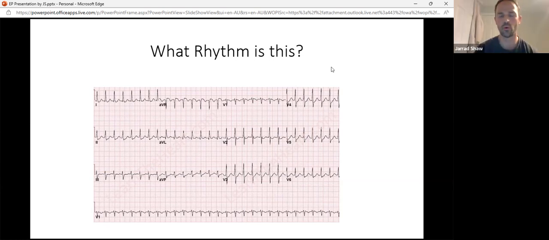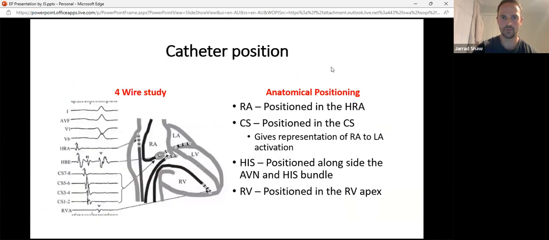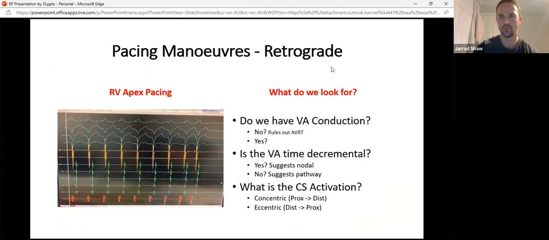As I said, we always start with ventricular pacing. Let me bring it up for you. We want to focus on these three criteria when we do our VA pacing, ventricular pacing. Do we have VA conduction? And as I said, it's quite important; we can do that in our pacing clinics. Is the VA time decremental? Is it going through the node or a pathway? And most important is, what is the CS activation doing?